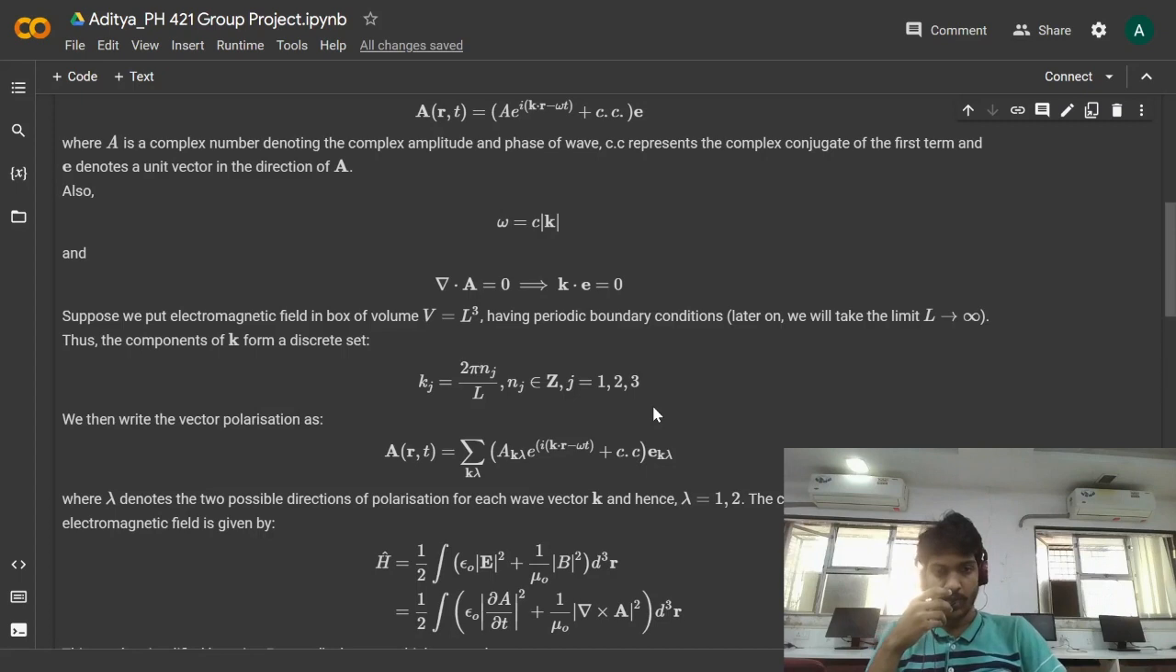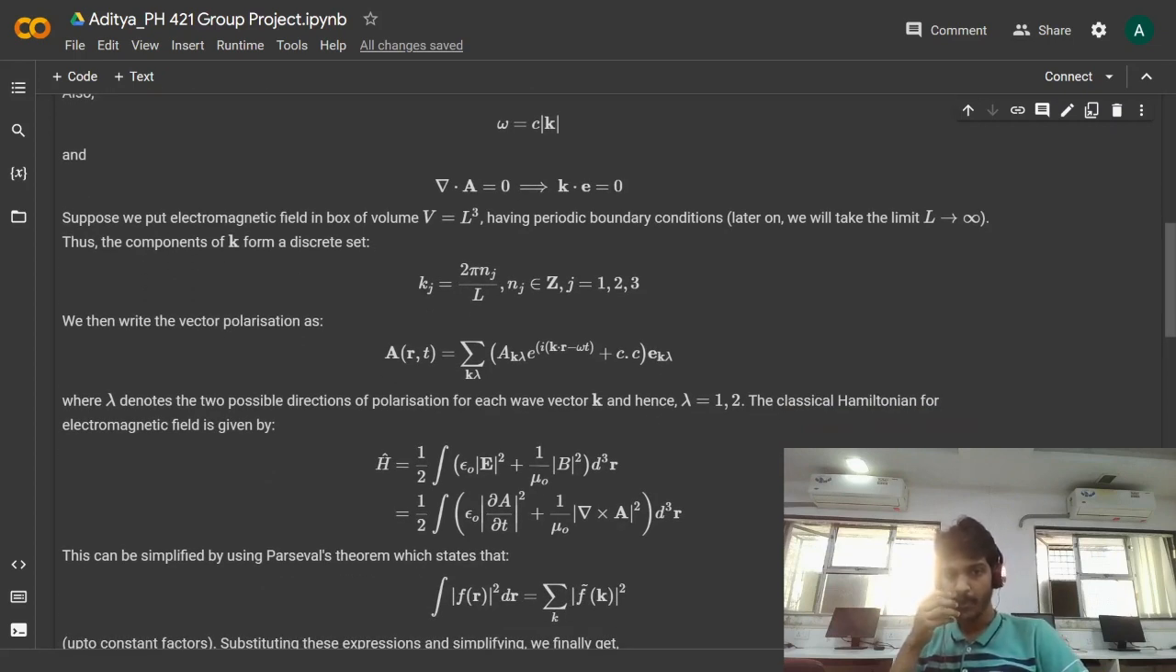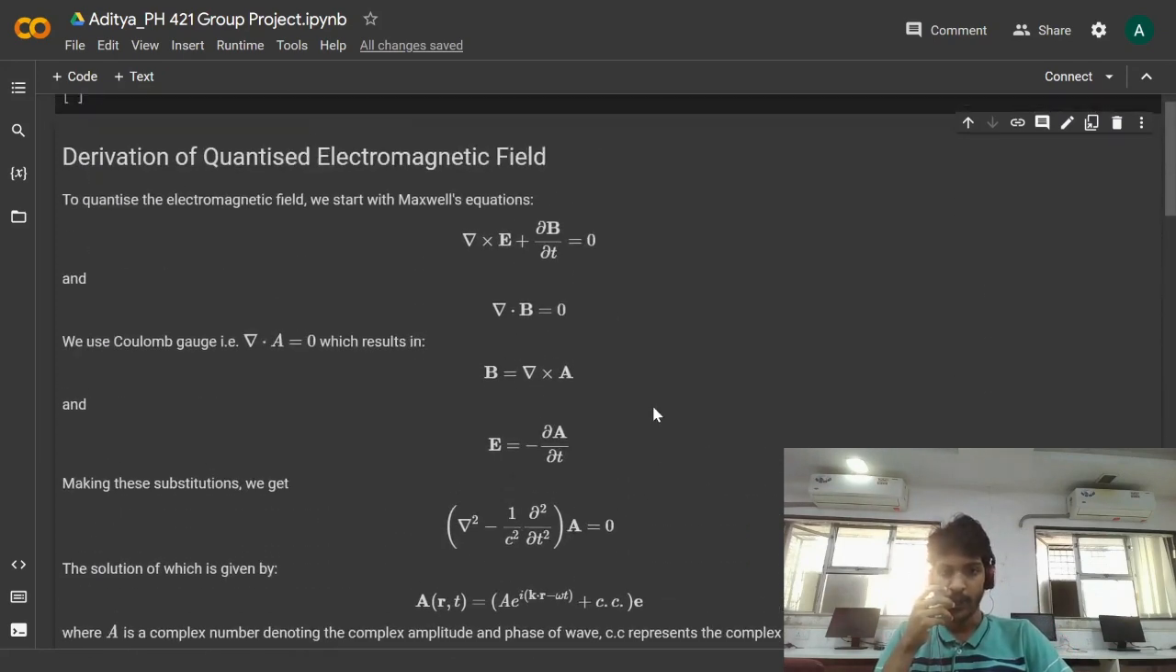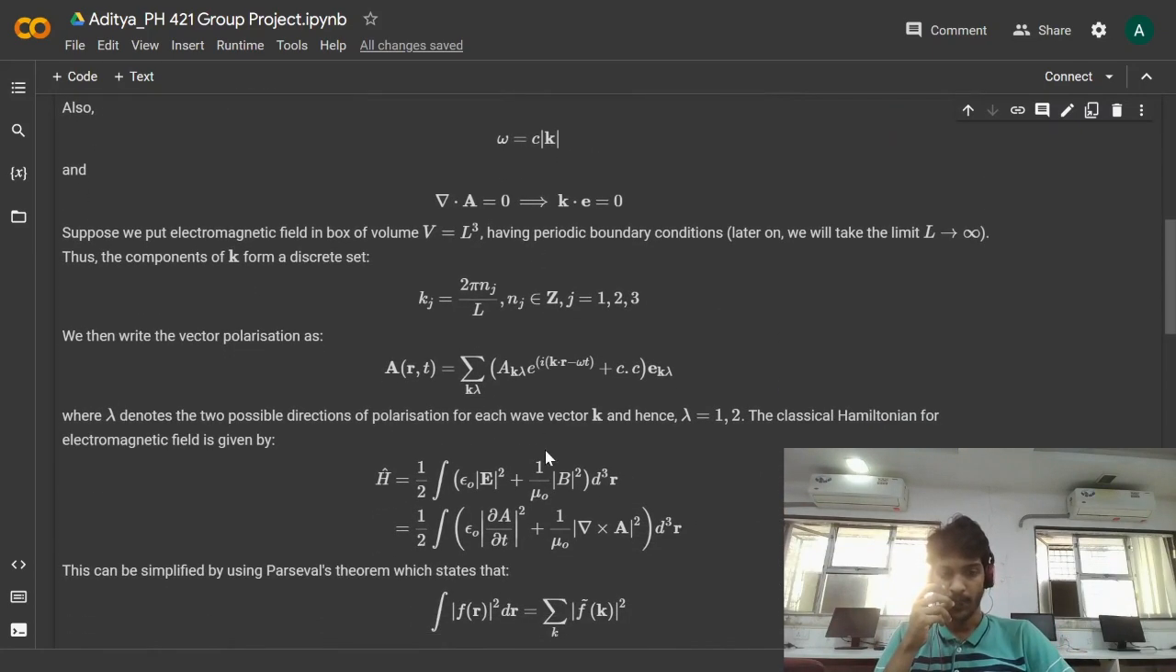After that, the classical Hamiltonian for an electromagnetic field is given by the integral over all space of ½[ε₀|E|² + (1/μ₀)|B|²]. We substitute for the electric and magnetic fields: we write the electric field as minus ∂A/∂t, and the magnetic field as ∇ × A. Once we make those substitutions, we get ½ times the integral of [ε₀|∂A/∂t|² + (1/μ₀)|∇ × A|²] d³r.